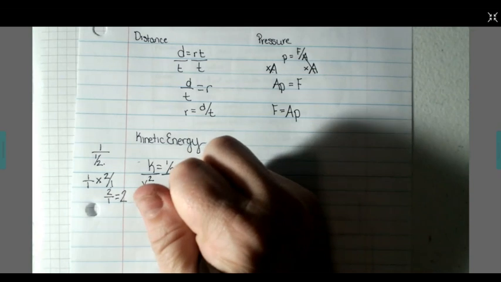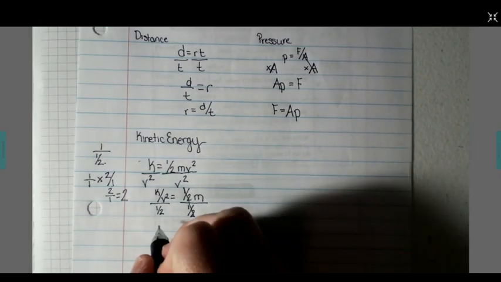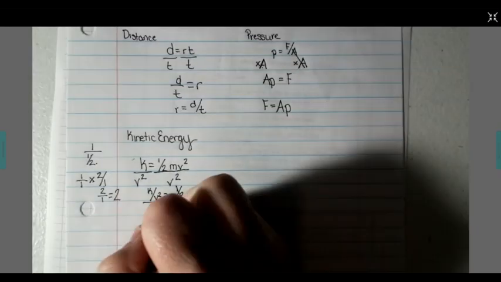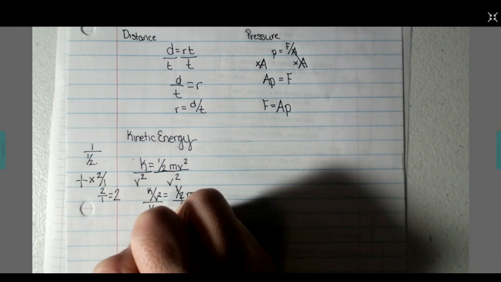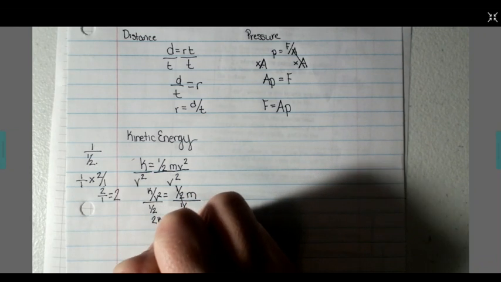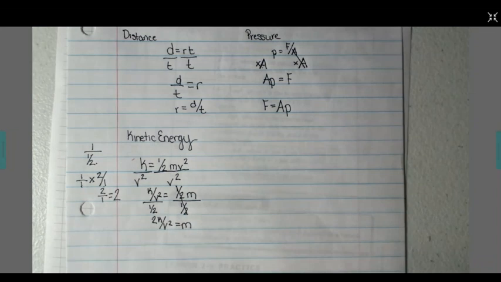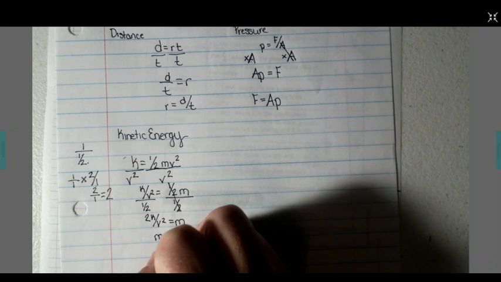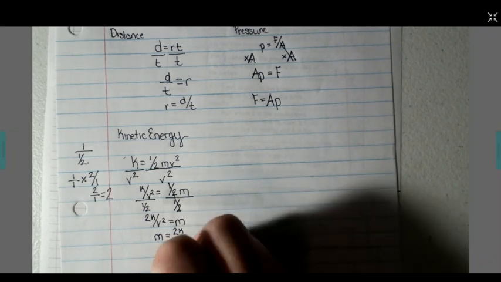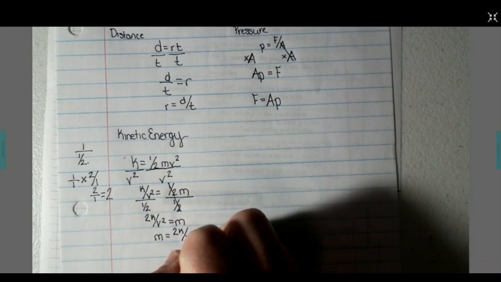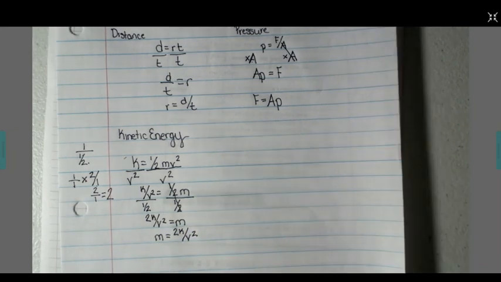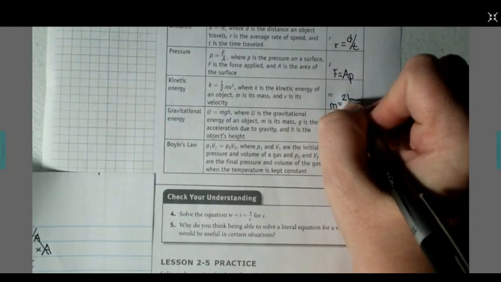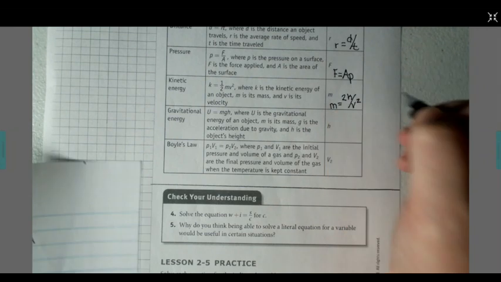So when we do this division of 1/2 here, this is actually going to make it 2K over V squared equals M. Now we're going to use the symmetric property. So mass equals 2 times our kinetic energy over our velocity squared. M equals 2K over velocity squared.